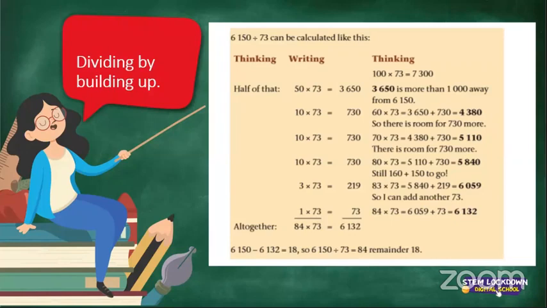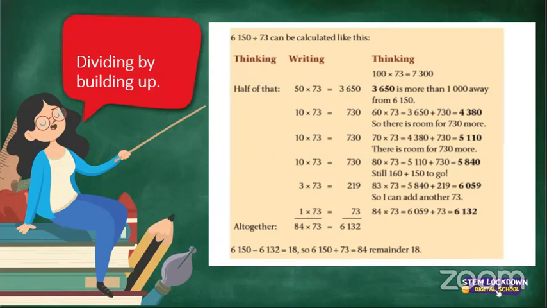So you take the actual number, the dividend, which is 6,150, you minus 6,132, right? You take 6,150, you minus 6,132, because it is close enough, right?